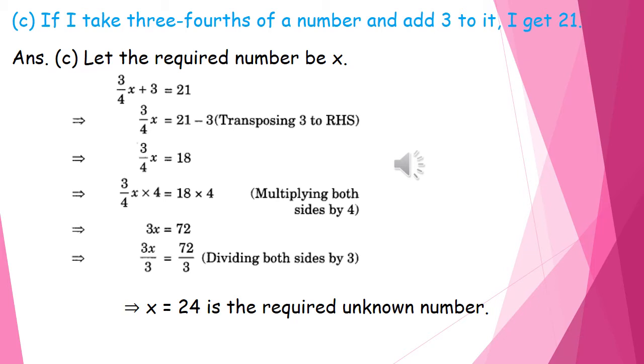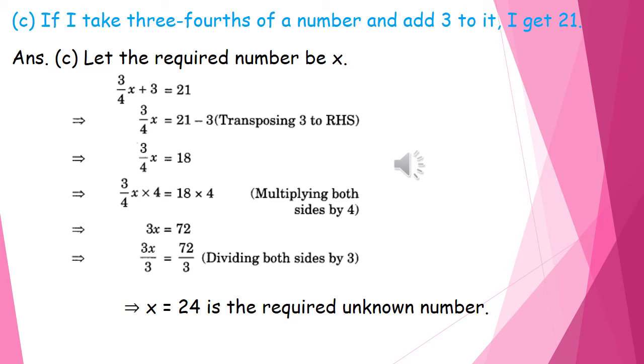Part C. If I take 3/4 of a number and add 3 to it, I get 21. Let the required number be x. So 3/4 of the number is 3/4 of x plus 3. After adding 3, we are getting 3/4 x plus 3, that is equal to 21 according to the question. So we are transposing 3 to the other side after changing sign. So 3/4 of x is equal to 21 minus 3. 21 minus 3 gives us 18. 3/4 of x is equal to 18.